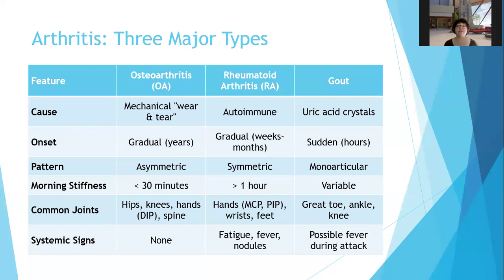Rheumatoid arthritis, on the other hand, is not a wear and tear. It's not a mechanical issue. It's an autoimmune disorder. So the immune system attacks the joint capsules, basically, and the joint surfaces. It's gradual onset of weeks to months rather than years. The pattern's usually symmetrical or often symmetrical. So both hands, both feet, that sort of thing. Sometimes if it goes on too long, you can get significant deformities in joints. People with rheumatoid arthritis are also stiff when they get up in the morning, and they tend to have stiffness for greater than an hour. So more stiffness than osteoarthritis.